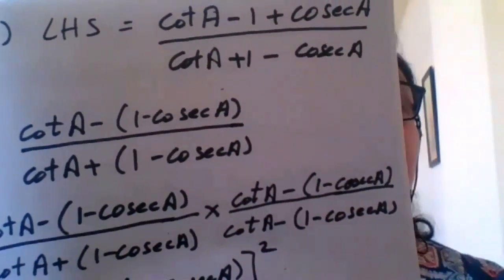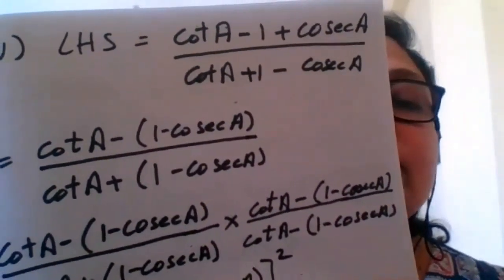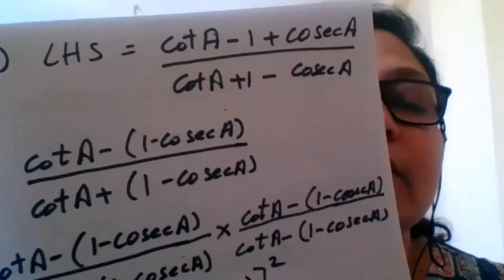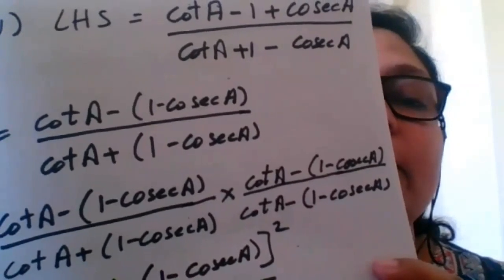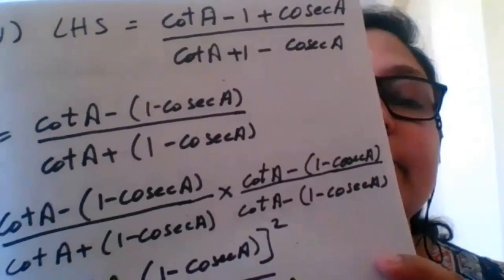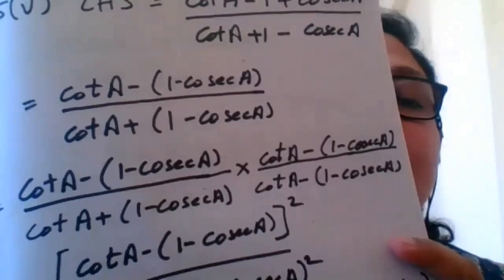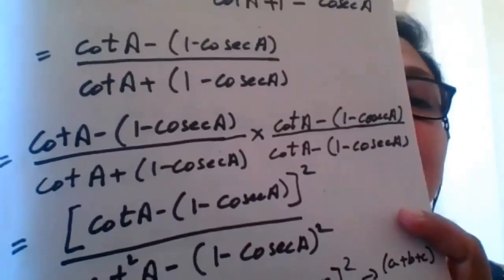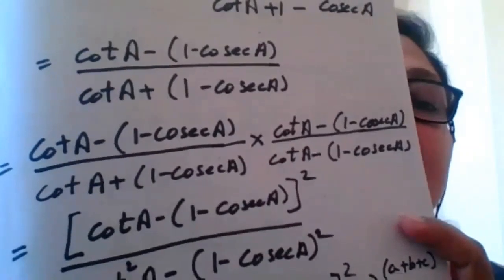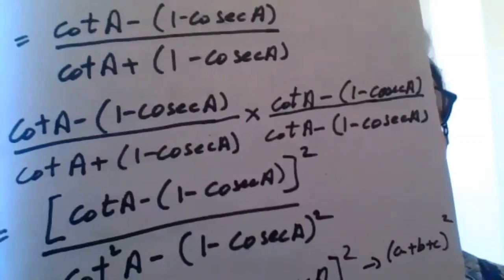So the last step that was shown was cot A minus. So I'm taking the minus outside common. So inside the bracket, I'm getting 1 minus cosec A. And the denominator as cot A plus 1 minus cosec A. Can you see that, children? Are you writing? And then multiplying the numerator and denominator with cot A minus, because I need the denominator in the form of a square minus b square. So check it out what is done.